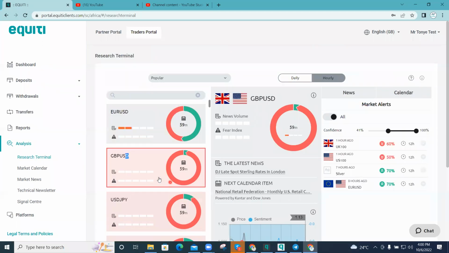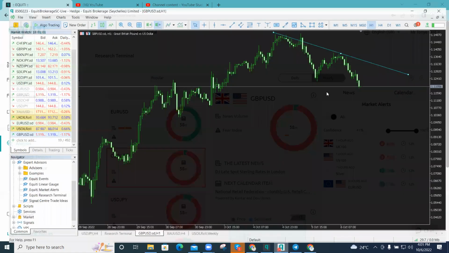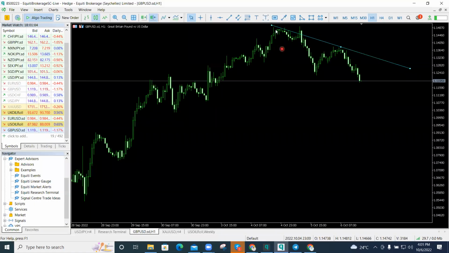So how do you use this to place your trade? Supposing I want to take a trade on GBP USD, all I have to do is to come here and find out who is dominating the market. By this, I can have an idea on the overall trend of the market, right? And then I will be able to see, okay, it's the bears that are dominating the market. So it simply means perhaps I'll be looking now for a bear opportunity.